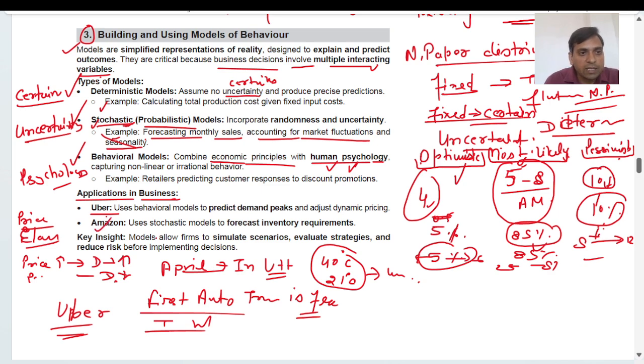Now, the example of Amazon: it uses a stochastic model to forecast inventory requirements. Stochastic model means uncertainty. There is uncertainty in demand. So they use these kinds of models to forecast inventory to store the product.